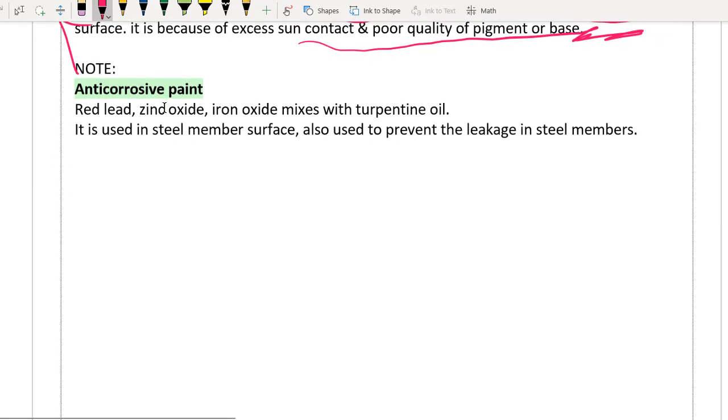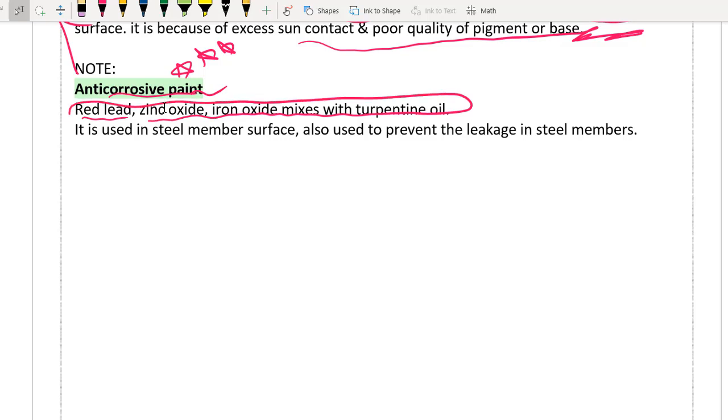We also have anti-corrosive paint, a very important thing. We have red lead, zinc oxide, and iron oxide mixed with turpentine oil, and we will be using it as our anti-corrosive paint. Very important names you have to remember: red lead, zinc oxide, and iron oxide. Okay, so you have to remember it.